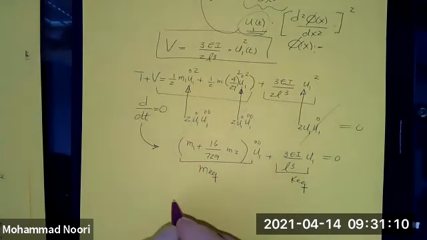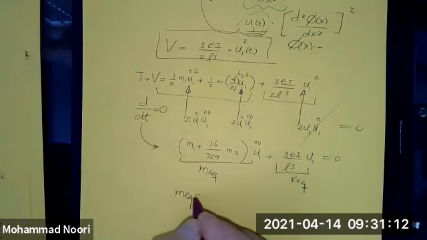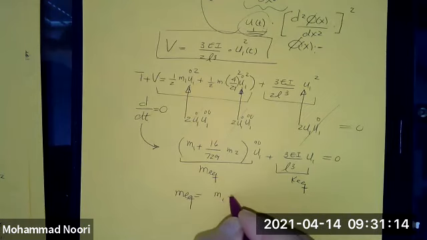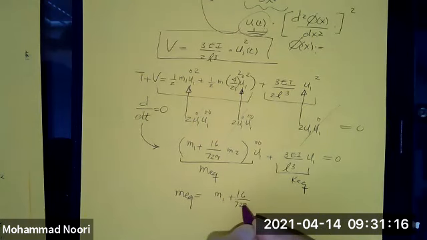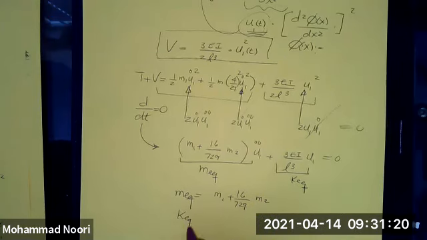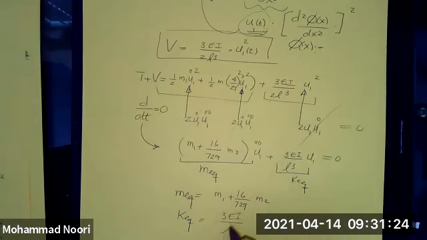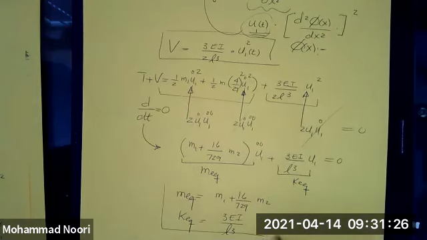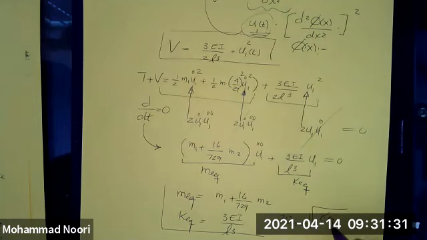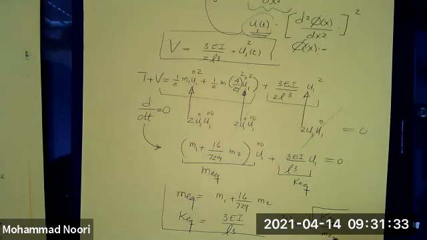So M equivalent for this system then is M1 plus 16 over 729 M2. And K equivalent is simply 3EI over L cubed. So you can simply write the natural frequency, okay?